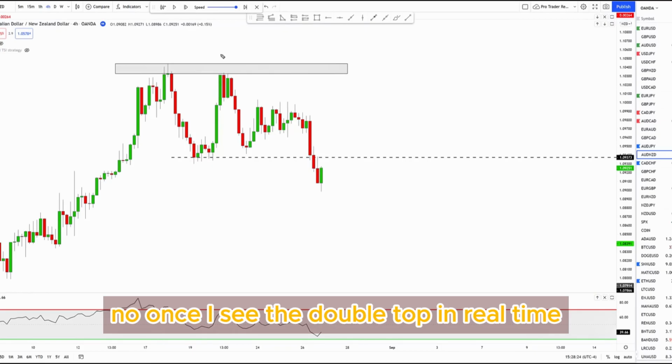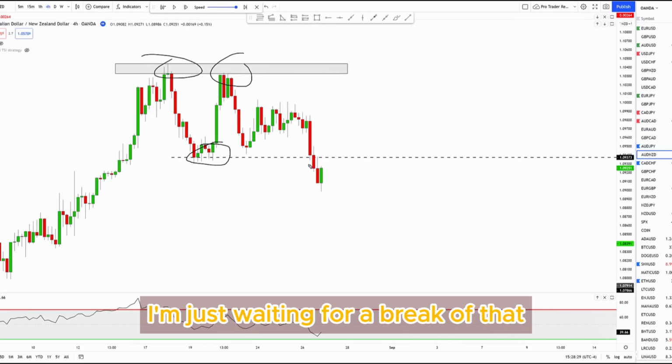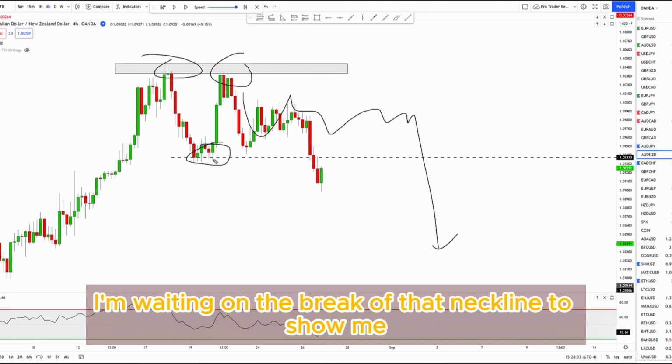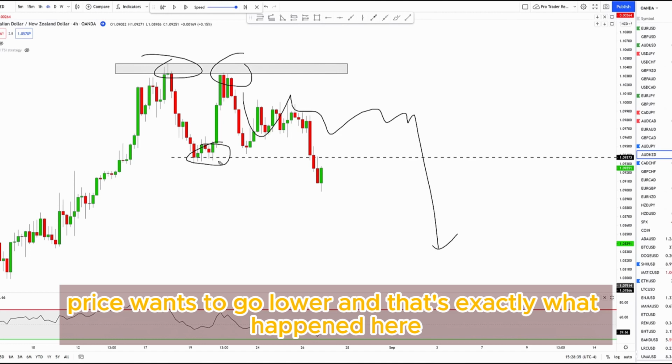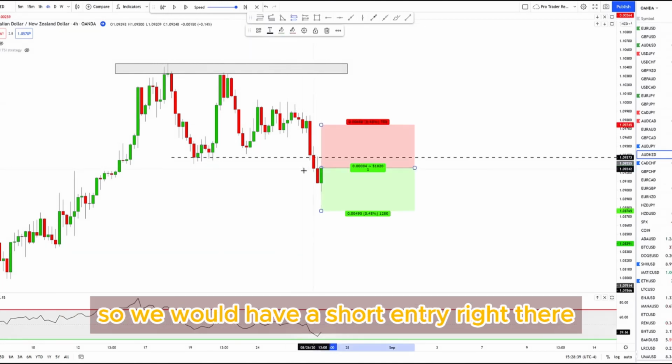No. Once I see the double top in real time and I have my line on the neckline, I'm just waiting for a break of that. I don't really care what happens in between. I'm waiting on the break of that neckline to show me price wants to go lower. And that's exactly what happened here. So we would have a short entry right there.